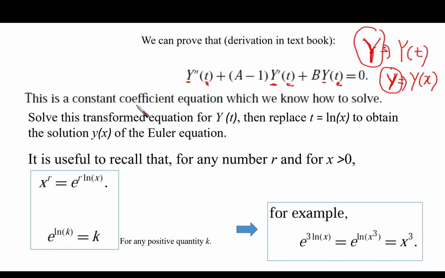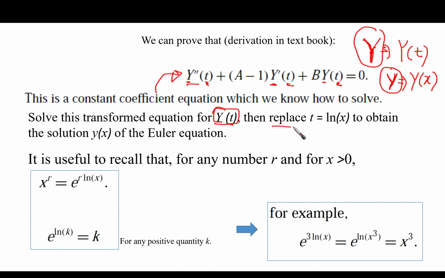This is a constant coefficient equation, which we know how to solve from the previous videos. We solve this transformed equation for Y of t. We are going to deal with this equation and get its general solution, which is uppercase Y in terms of the parameter t.